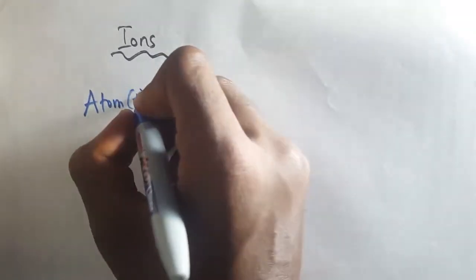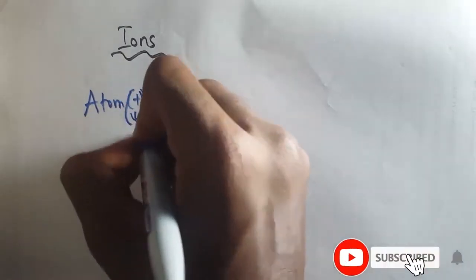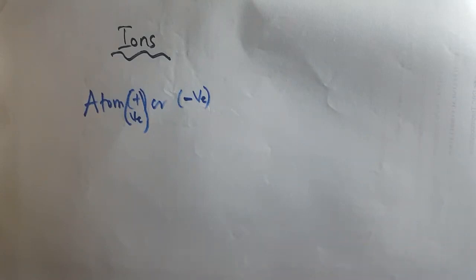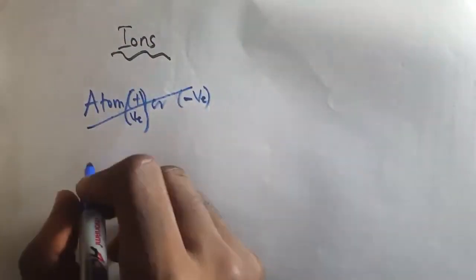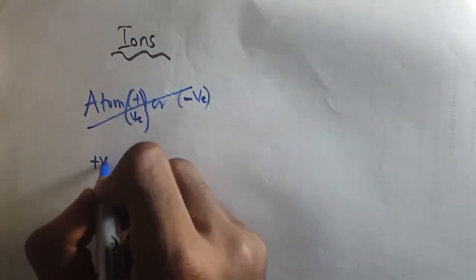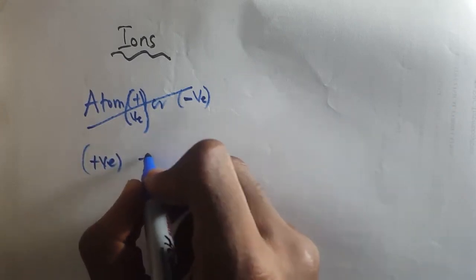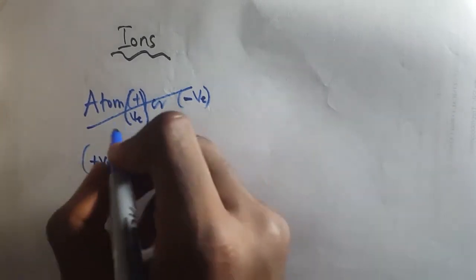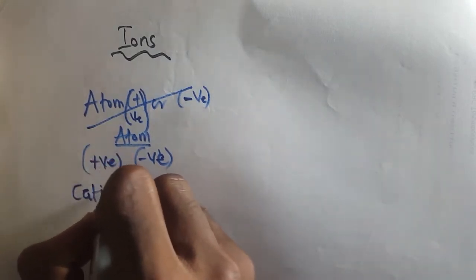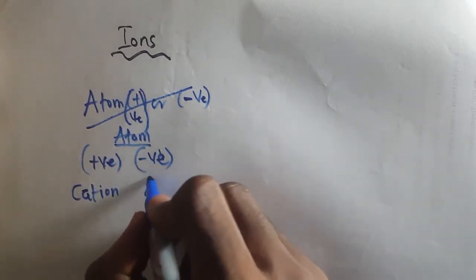So I just wanted to make it look like that. So let's just take it this way. Positively charged atoms or negatively charged atoms, that's what an ion is. So how does an atom become positively charged or negatively charged? Let me perfect it. We have positive charge and then negative charge. A positively charged atom is called a cation, and a negatively charged element is called an anion.